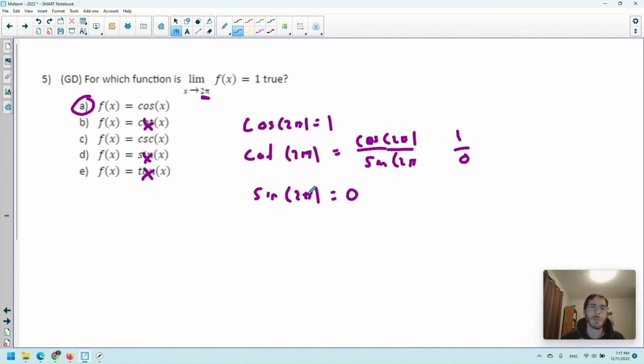And then cosecant. Remember, cosecant is going to be 1 over sine. Cosecant of 2 pi is 1 over sine of 2 pi. But we know sine of 2 pi is 0, so we'd be back in this 1 over 0 situation. So we do have to try them all, even though it is multiple choice. It's useful to try them all, just in case they give us more than one choice that looks right.